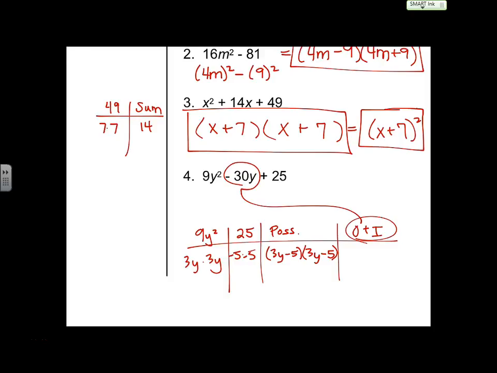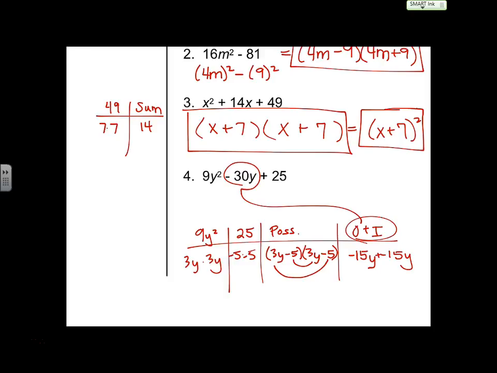15 and 15. And some of you that have been working on this trick, 3 times 5 is going to be 15. 2 of those 15s is going to make 30. The trick works. But you can also think of it as just multiplying your outer. Your outer 2: 3y times negative 5 is negative 15y. And then we have to do inner, right? Negative 5 and 3y, another negative 15y. So what's negative 15y plus negative 15y?